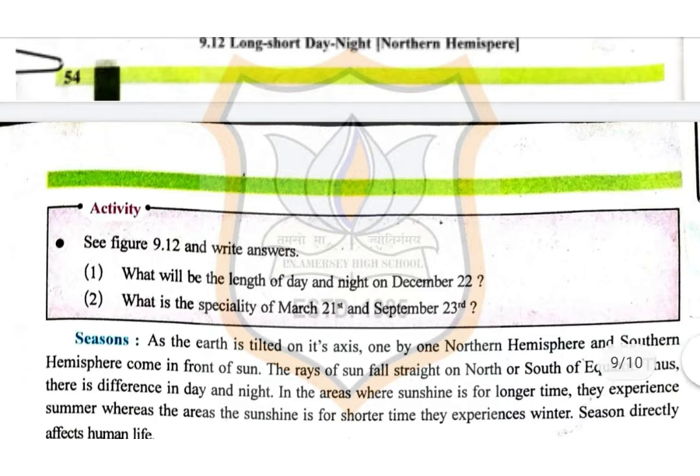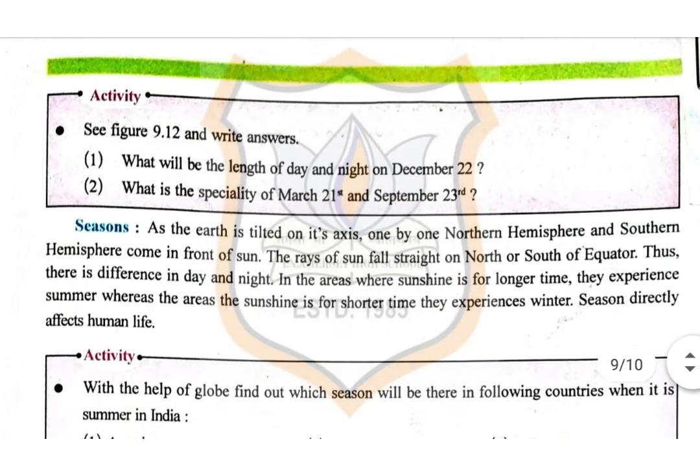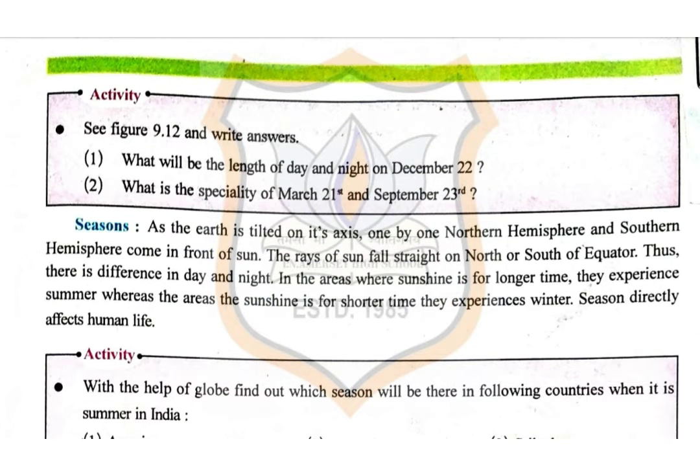Now children, one activity is for you. See figure 9.12 and write the answer. What will be the length of day and night on 22nd December? And the second question is, what is the specialty of March 21st and September 23rd?